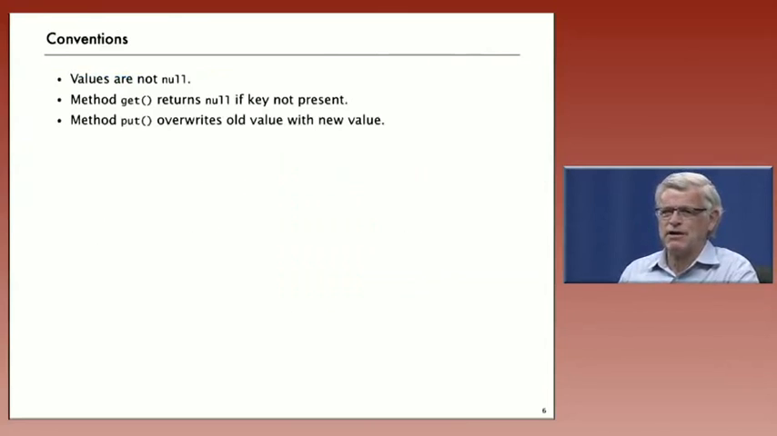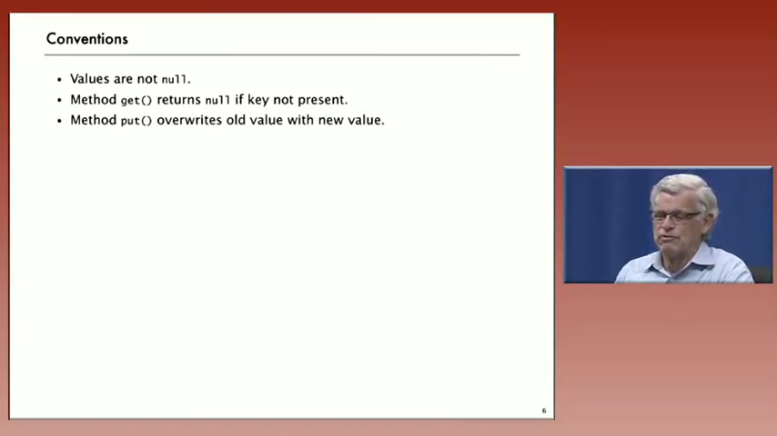Now there's a couple of conventions around null, and these are not critical, but they make it a bit more convenient for several implementations. So we're not going to allow null values. You can't associate null with any key. And then we're going to adopt the convention that the get method returns null if the key is not present in the table.